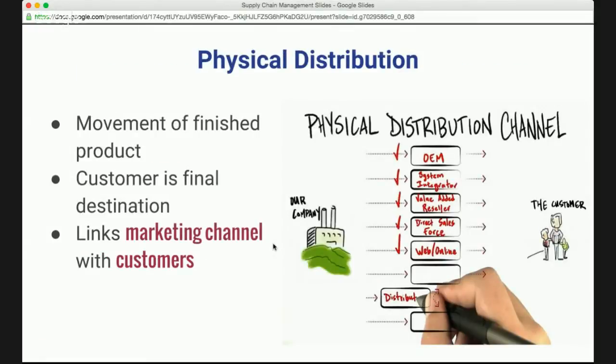Physical distribution is the next step, and this concerns the movement of a finished product. The customer is the final destination of this marketing channel, and physical distribution links marketing channels with customers.